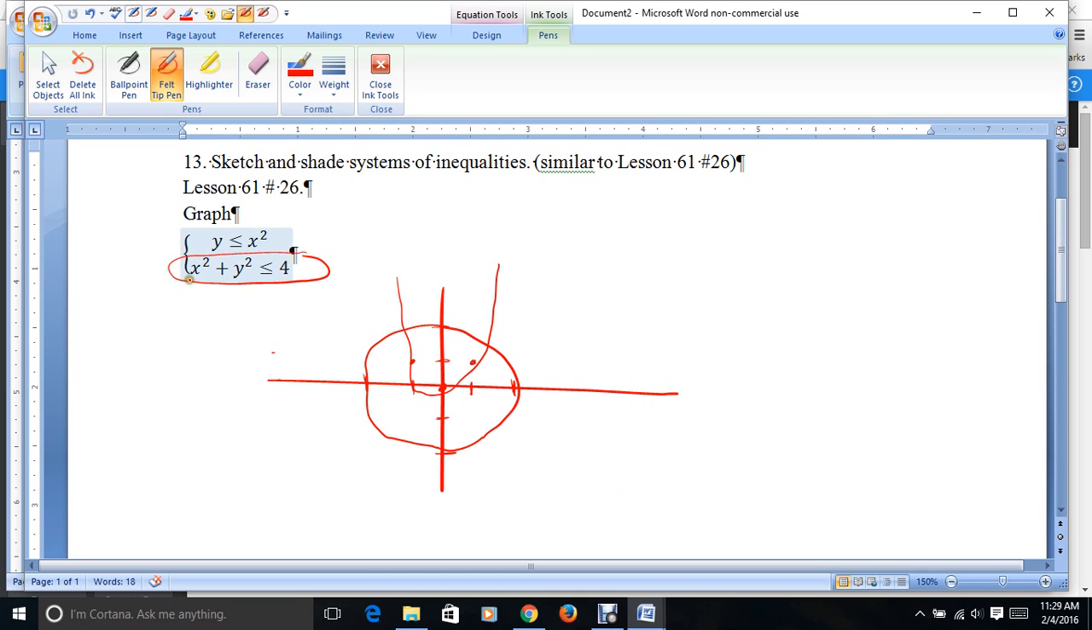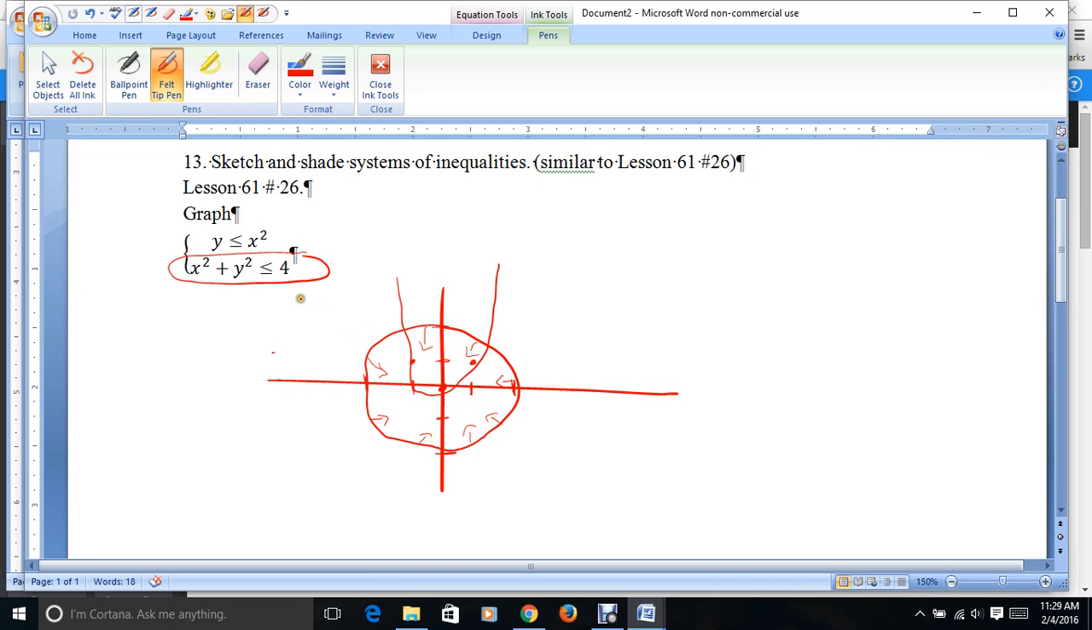So if I put 0, 0 into the equation of the circle, I get 0 plus 0 is less than or equal to 4, which is 0 is less than or equal to 4. 0 is less than 4. So it does work. So I know that I'm going to shade inside the circle. So I just put some little arrows to remind myself that that's what I'm going to do, is shade inside the circle.